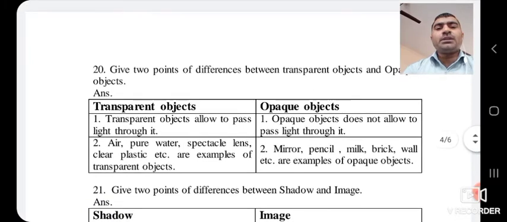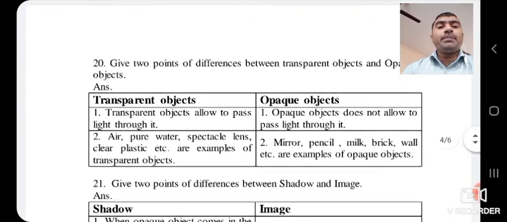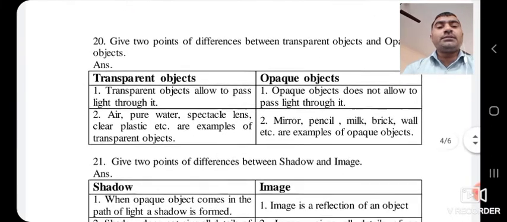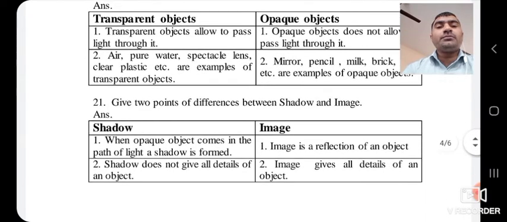A transparent object allows light to pass through it. In the same way, an opaque object does not allow light to pass through it. And the second point is, air, pure water, spectacle lens, clear plastic, etc. are examples of transparent objects. In the same way, if you take mirror, pencil, milk, brick, wall, etc., these are examples of opaque objects.